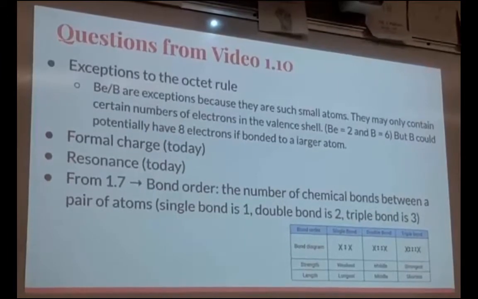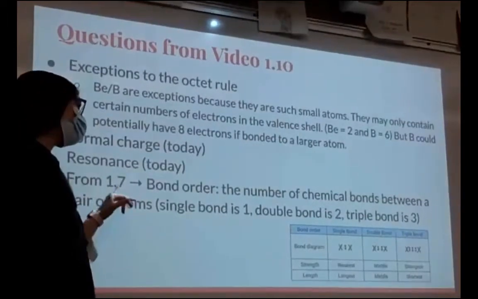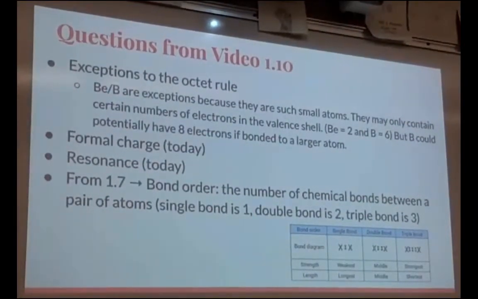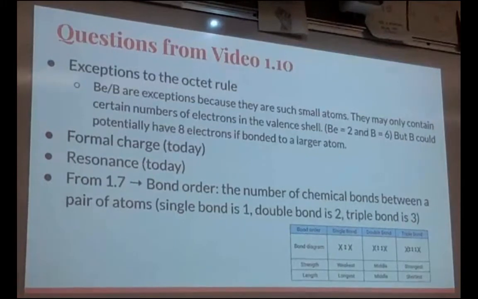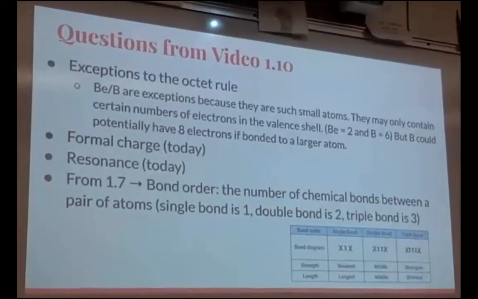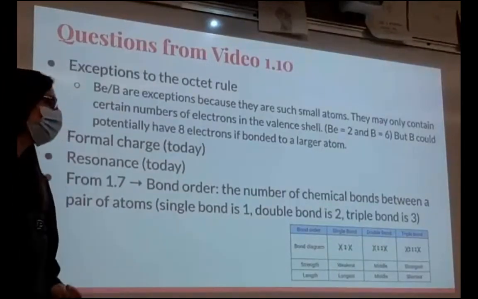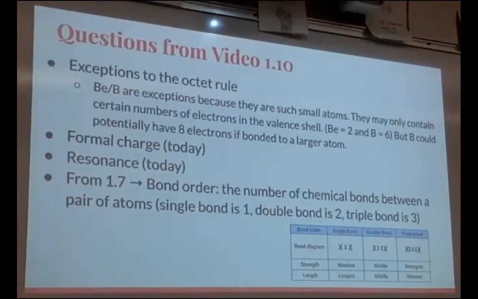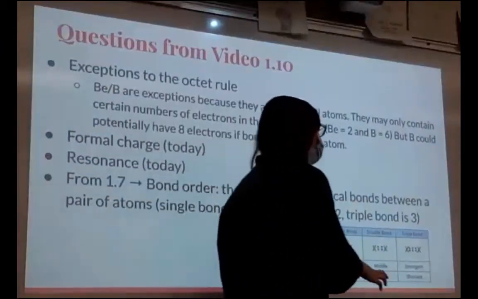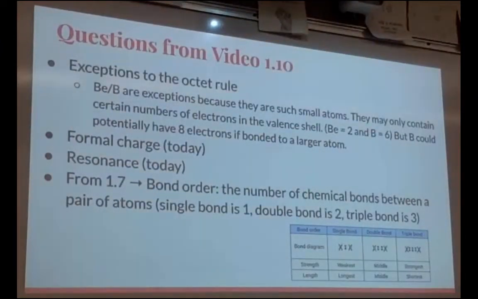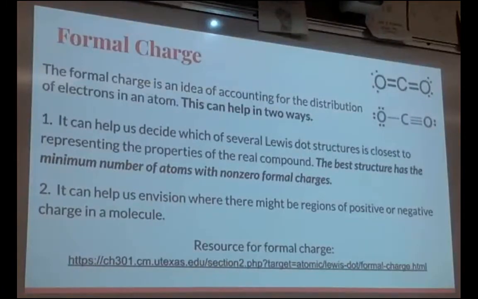We'll look at formal charge and resonance today, but as we look at resonance, we are going to go back and review bond order. So from video 1.7, bond order is the number of chemical bonds between 2 atoms. So when we talked about bond order at the beginning of the week, we said a single bond has a bond order of 1, double bond is a bond order of 2, triple bond is a bond order of 3. But when we look at resonance, we're going to look at how bond order changes because of that hybrid between resonance structures. So we'll start by reviewing formal charge.